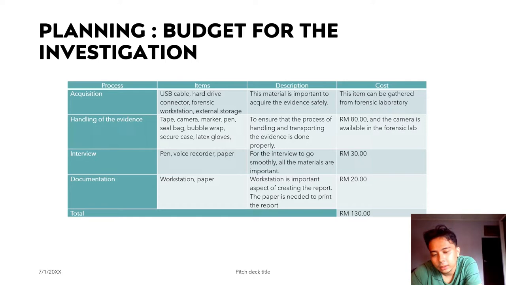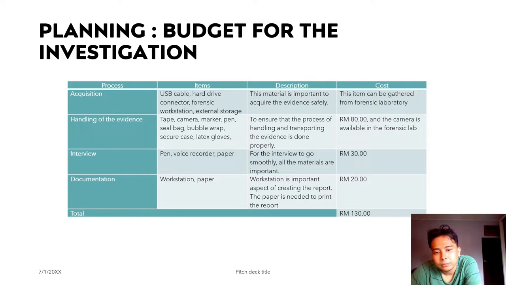In the table here, we can see that we try to minimize the cost whenever there is an available item or material that we can gather from the forensic lab. We try to do that. So the cost will be 130 ringgit. And this, of course, does not include all the items that can be gathered from the forensic lab.